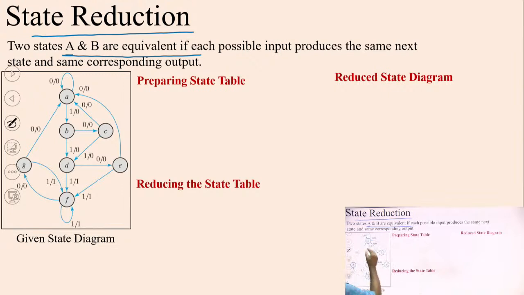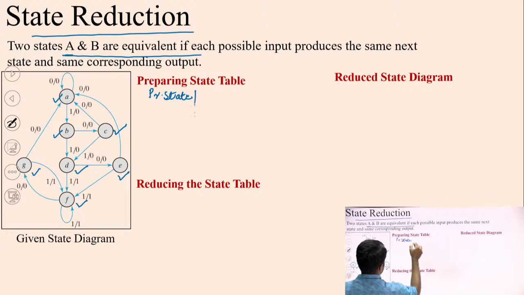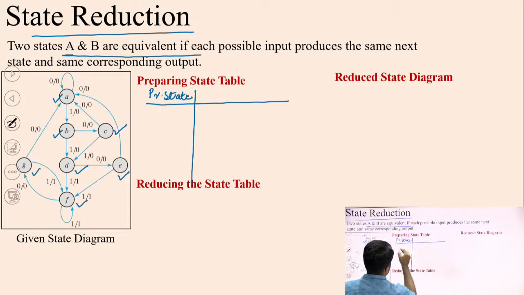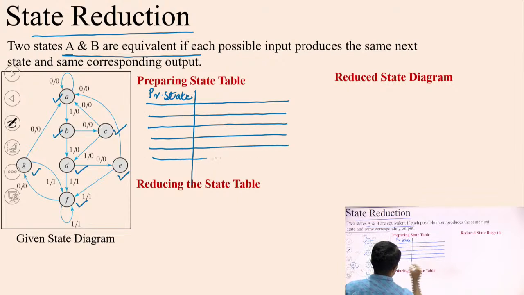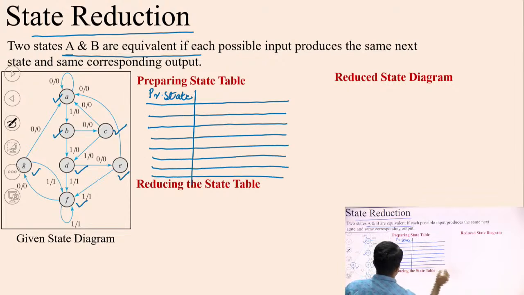You can check that there are states A, B, C, D, E, F and G. So I am preparing the state table. Present state can be A, B, C, D, E, F, G.